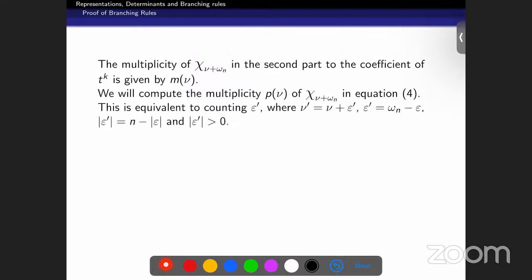So we changed the indexing a bit. Initially we were counting with regard to epsilon. Now we count with regard to this epsilon prime, where nu prime would be given by nu plus epsilon prime, and epsilon prime is given by omega n minus epsilon. So this corresponds to just saying that we are having 1, 1, 1, like that, 1 minus epsilon. This makes perfect sense because epsilon can be either 0 or 1 in any of the entries, hence this would also be either 0 or 1 in any of the entries. And because epsilon was running over the whole of 0, 1 power n, this would also be running over the whole of 0, 1 power n.